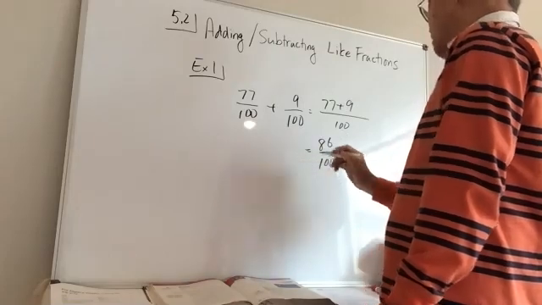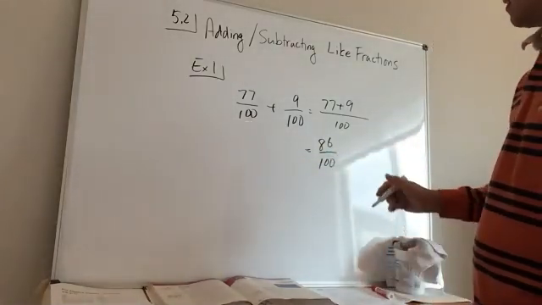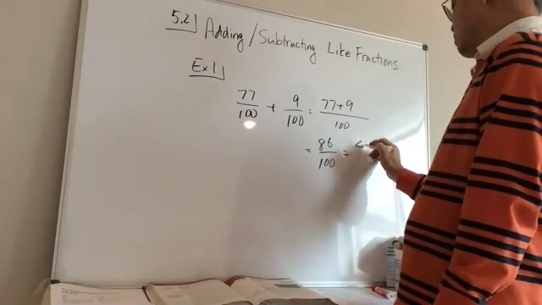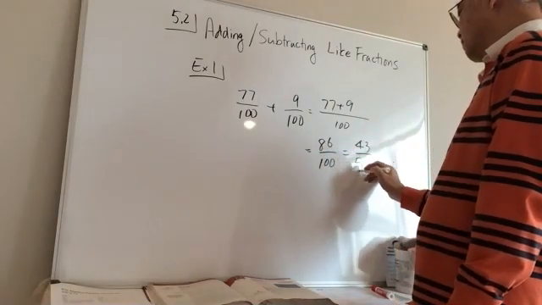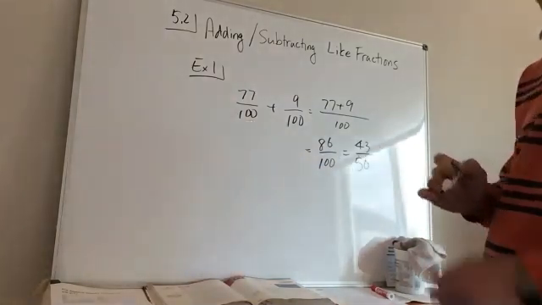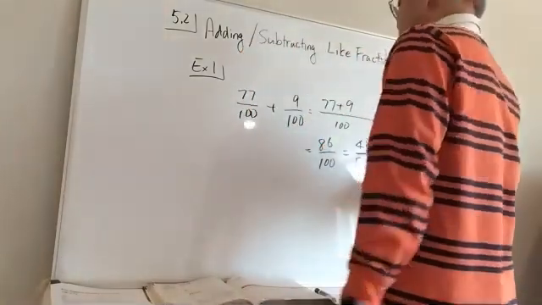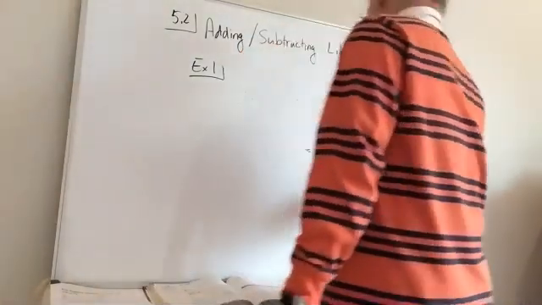So it'll be the same denominator of 100, and 77 plus 9 is 86 over 100. I can simplify this. They're both even numbers, so they're divisible by 2. 43 over 50. Okay, 43 over 50. All right, flip the page. Let's go to example number 2.